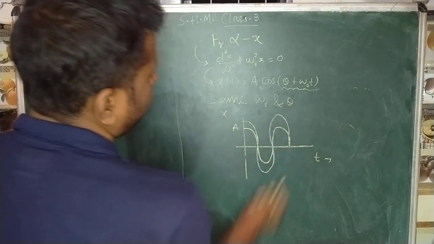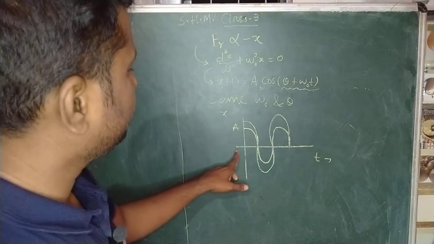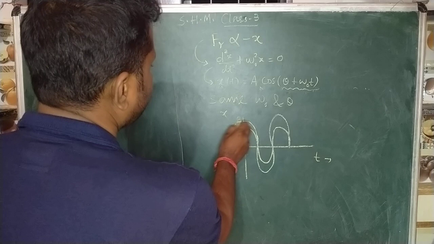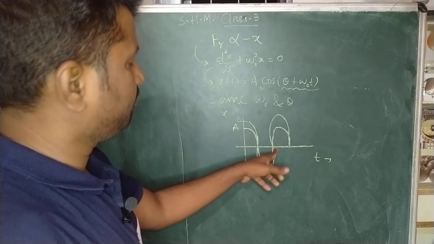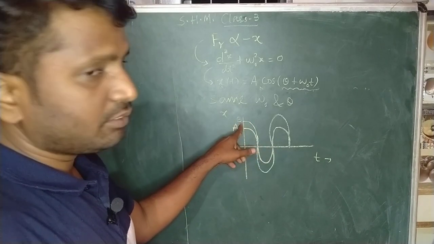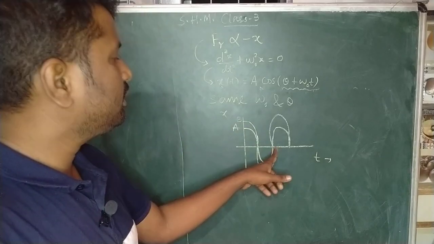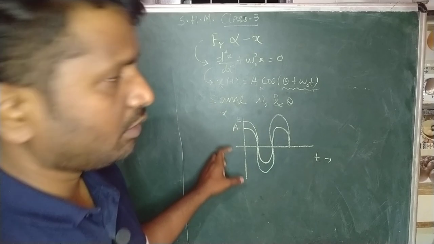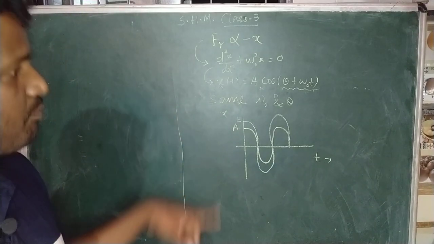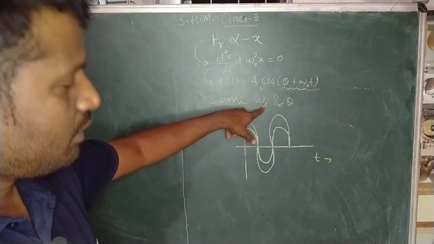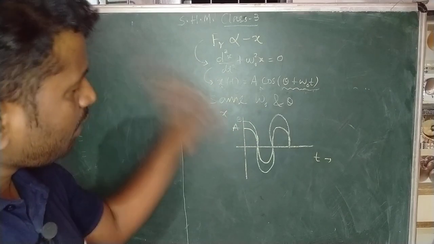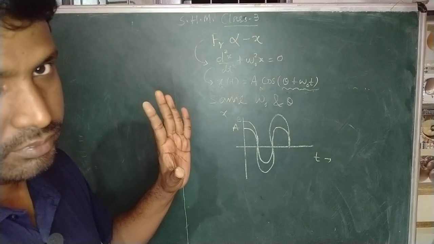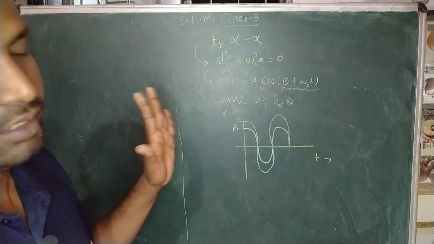Look at here. The time period is the same. The first oscillator, having amplitude A, repeats its motion here. The second oscillator, having amplitude B, also repeats its motion here. That means these two oscillators have the same time period, that means the same omega naught, and started at the same instant, that means the same theta, but having different amplitudes. They can maintain it, they can manage it.